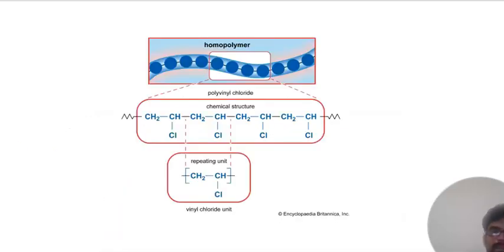So this is one picture to understand homopolymerization, chemical structures, repeating units, and polyvinyl chloride.